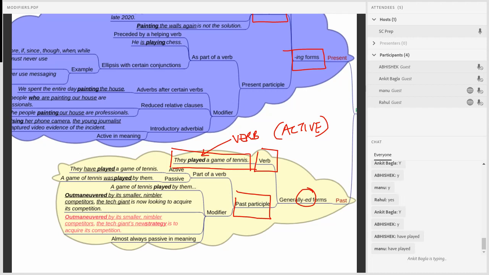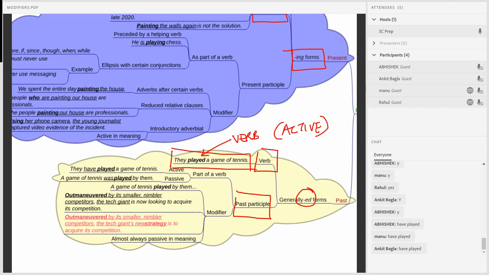Okay, I've got a couple of answers. Abhishek and Manu are both saying have played. Very good. Have played is the verb. Now, whenever your ed comes with a helping verb, then it is not a verb on its own. Because, as we discussed, the combination will be the verb. So the combination of the helping verb and the ed will be the actual verb. But neither the helping verb nor the ed will be a complete verb on its own.